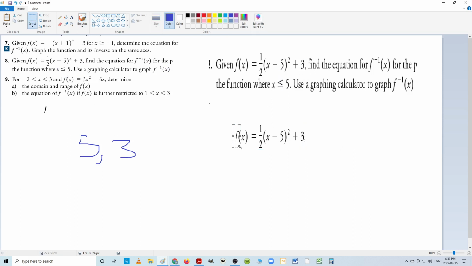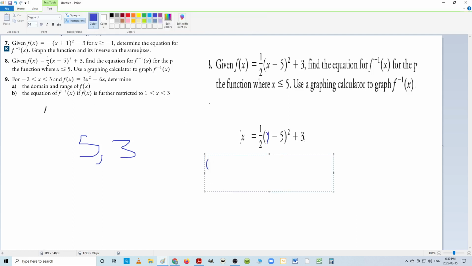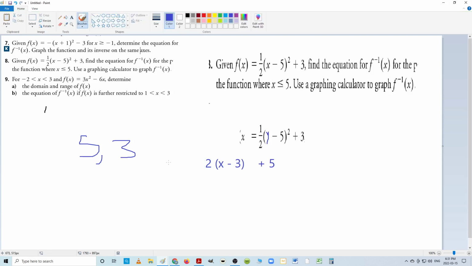So if this was the x and the internal was the y, right? If this was the y in there, it would become x minus 3. All of it times 2 to get rid of that half. Then it would be square root, and then I would add 5. So this would be it.